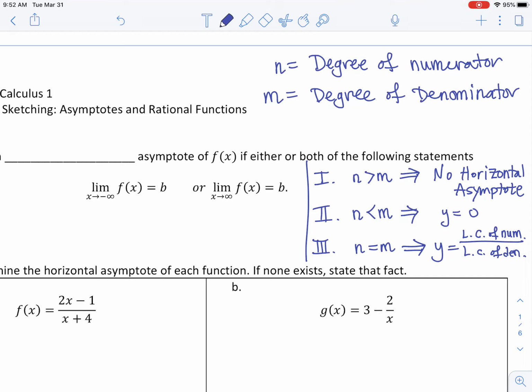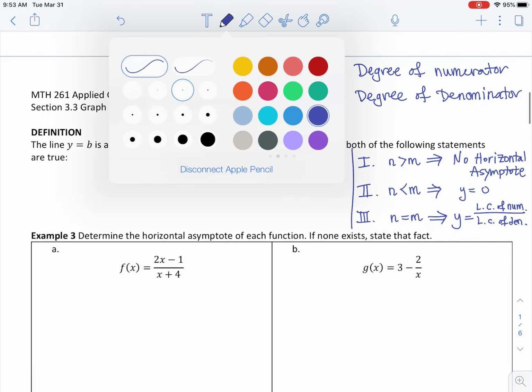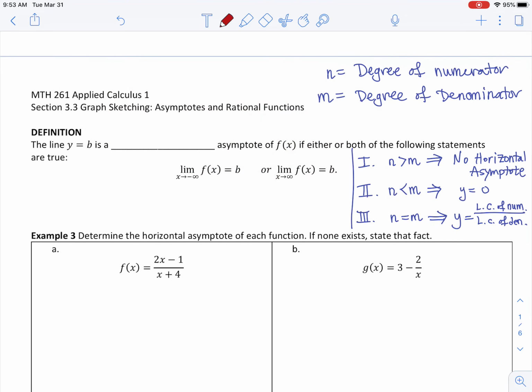But since we know how to find or evaluate limits at infinity, we're going to use the calculus definition of horizontal asymptote. So let's go ahead and fill out the definition here. The line y equals b is a horizontal asymptote of f of x if either or both of the following statements are true. So they don't both have to be true. And in many of the cases, they are going to be both true.